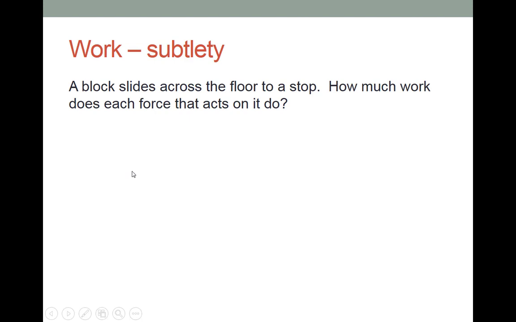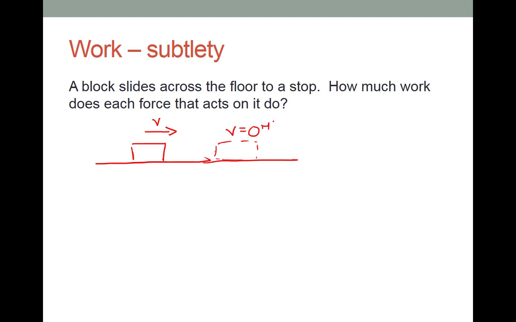Well, we've already done this. A block slides across the floor to a stop. How much work does each force that acts on it do? So here we have our block. It is at this moment moving this way, and at some time later, I guess I need to extend my floor, v equals 0. In this case, we only have 3 forces: the normal force, the weight force, and friction. I got rid of my string.